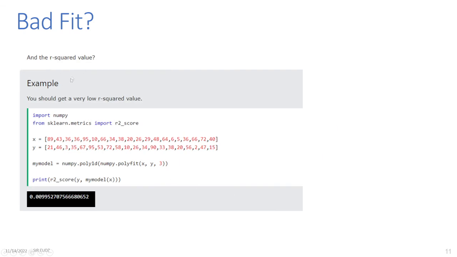And the r squared value, so if you compute the r squared value, just like a while ago, we have the x and y, we get the model using these functions, and then we use r2_score(y, mymodel(x)), and then we have here 0.0099. So it is very far from 1, and that means it's a bad fit. That means we cannot use polynomial regression to predict the values.